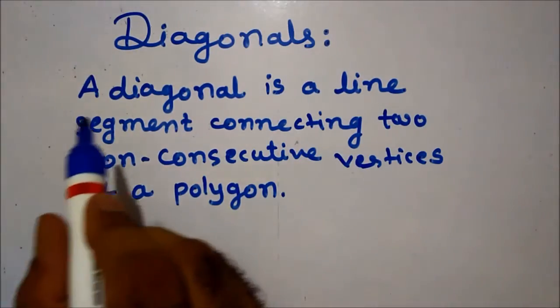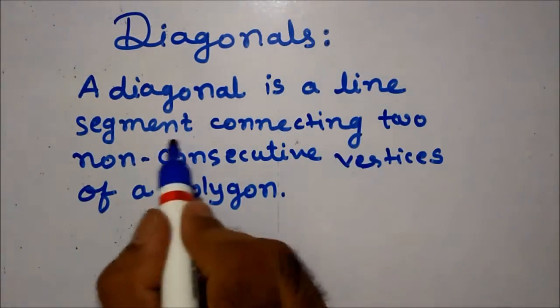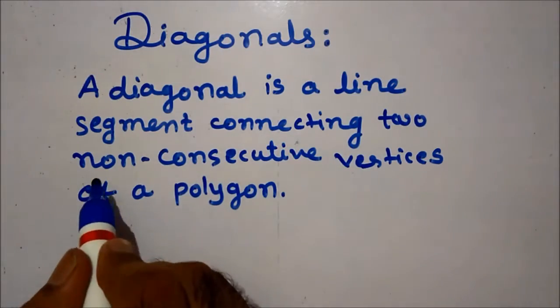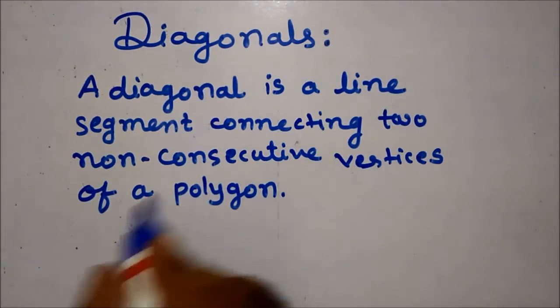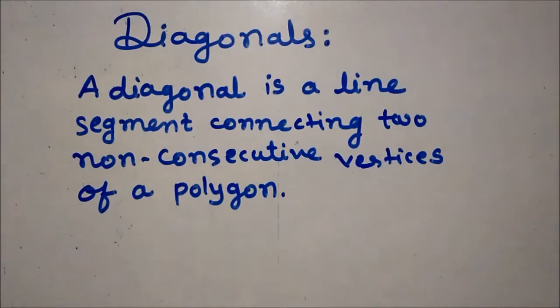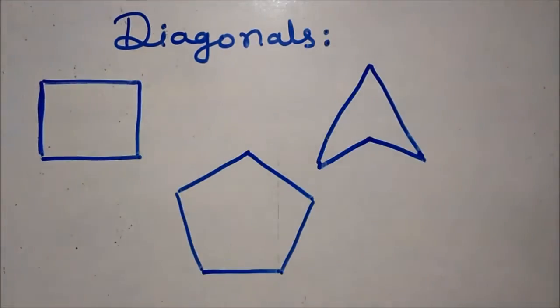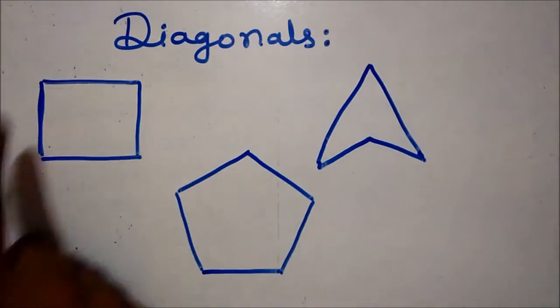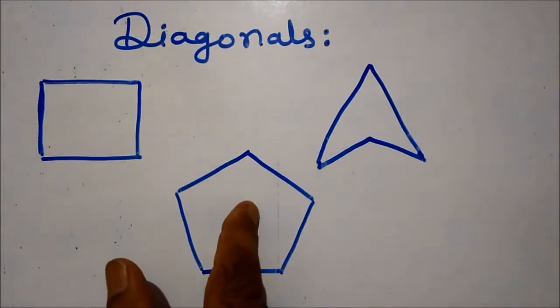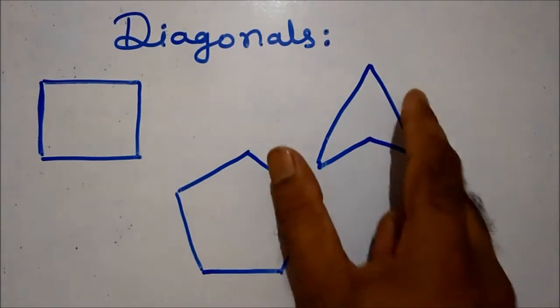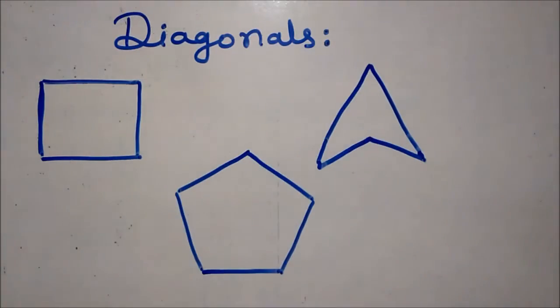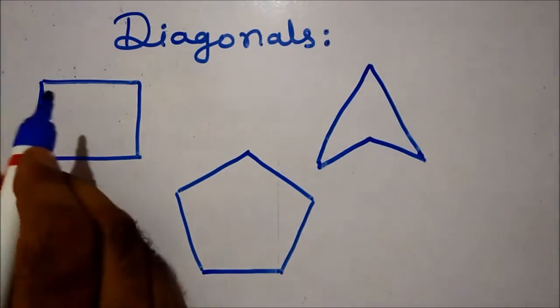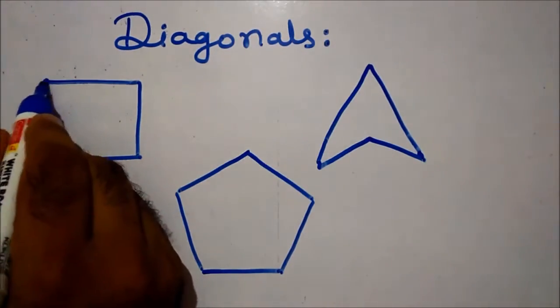Diagonals. A diagonal is a line segment connecting two non-consecutive vertices of a polygon. Let's understand the definition with the figure. Here we have three figures: a 4-sided quadrilateral, a 5-sided pentagon. Here also, 1, 2, 3, 4, a 4-sided quadrilateral. Now consider the very first diagram.